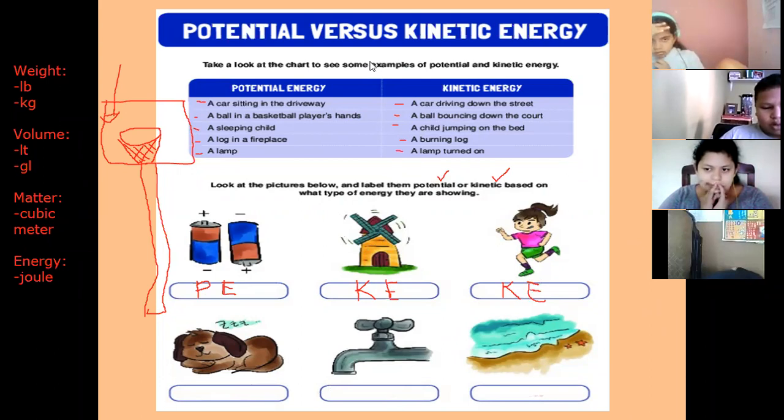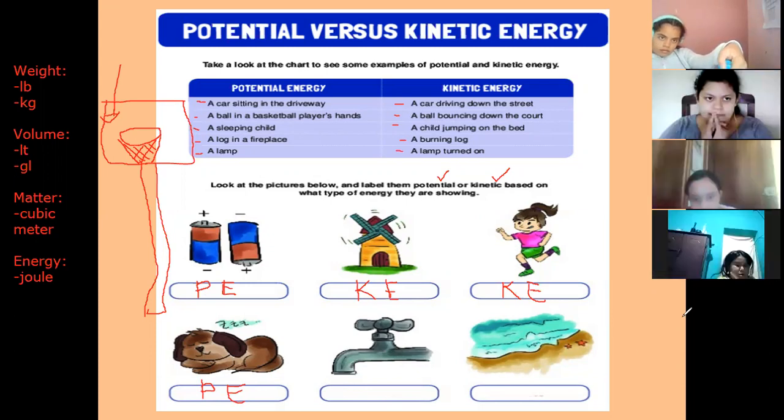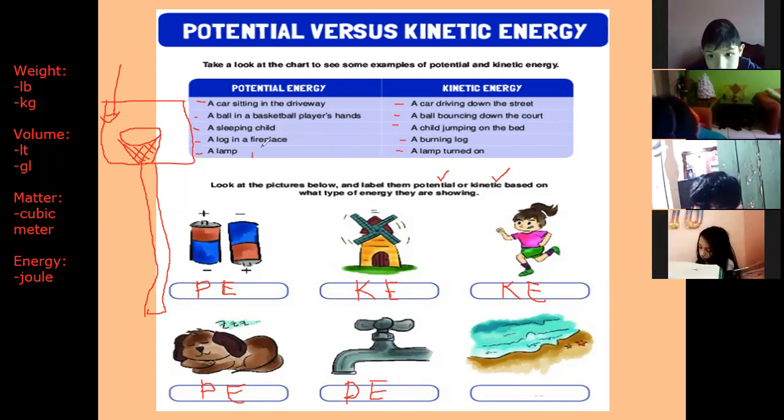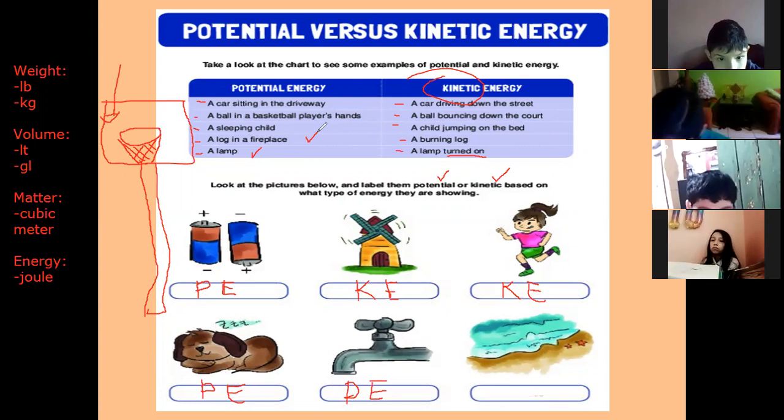What about this dog? Potential. It is sleeping. This one? It's closed, so it is potential because it's not moving. Like the lamp here: this lamp is off, so it has potential, but when the lamp is on, it has kinetic. A log in a fireplace is just there, not burning, so it has potential energy. When the log is burning, it has kinetic.